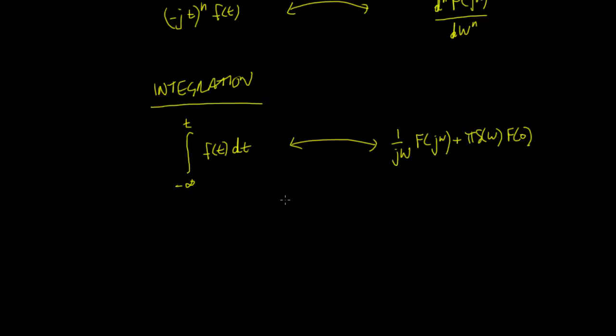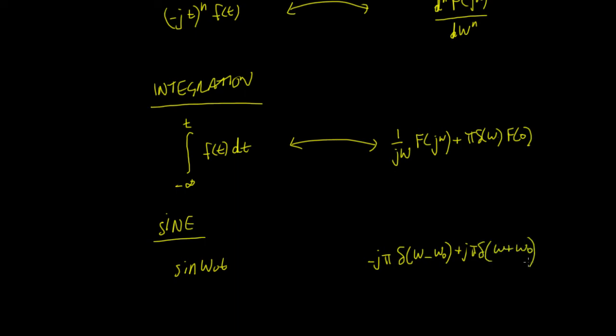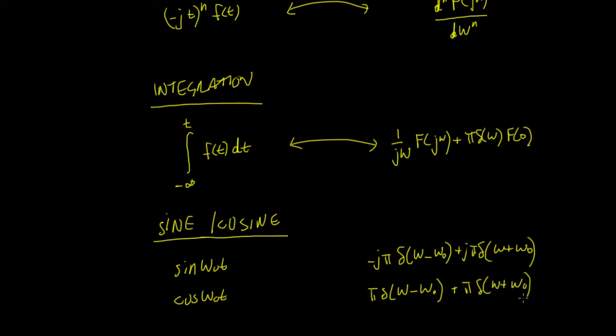Then we looked at the Fourier transform of sine. I'll just put in sine, and we've seen the Fourier transform of the function sine omega naught t gave us minus j pi delta omega minus omega naught plus j pi delta omega plus omega naught. Okay, and the next one was the cosine, so I'll put sine/cosine. The cosine told us cos omega naught t was equal to pi delta omega minus omega naught plus pi delta omega plus omega naught.